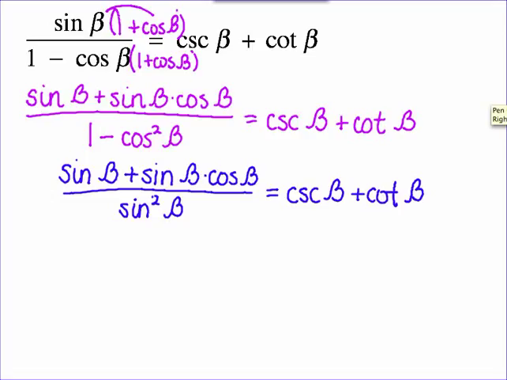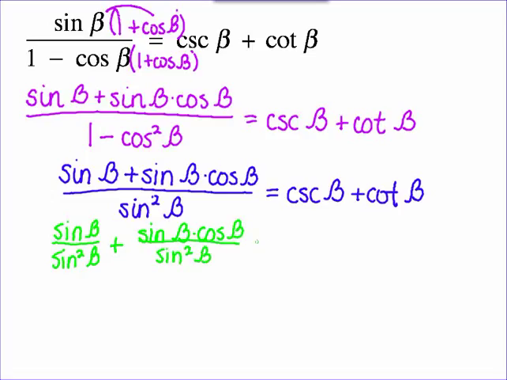So does anybody have any ideas as to what I can do now? On the right side, I've got two separate quantities, correct? On the left side right now, I still have one. So a good rule of thumb would be to see if I can split these up, and I can. I get sine beta over sine squared beta, plus sine beta cosine beta over sine squared beta, and we have about 2 steps left after this. I've tried to split this up because I know at the very end I've got 2 quantities.